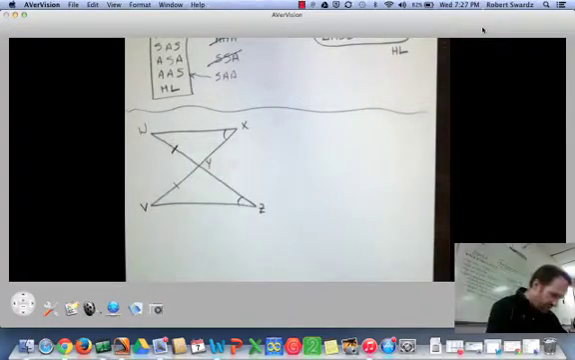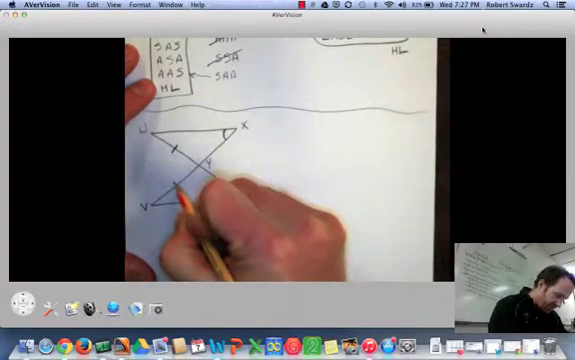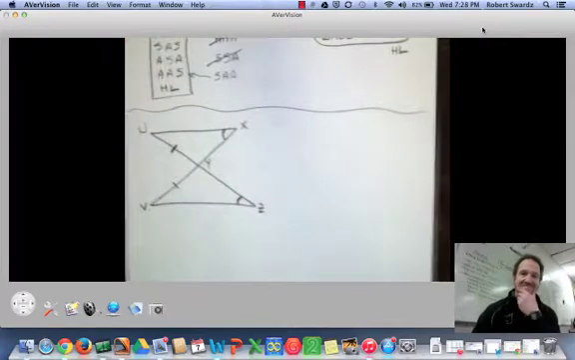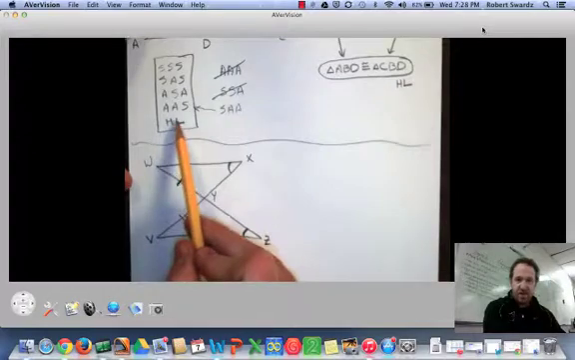Okay, we know that these 2 angles are the same. We know that these 2 sides are the same. Now, we don't know that these are right triangles, so we're probably not going to use hypotenuse leg.